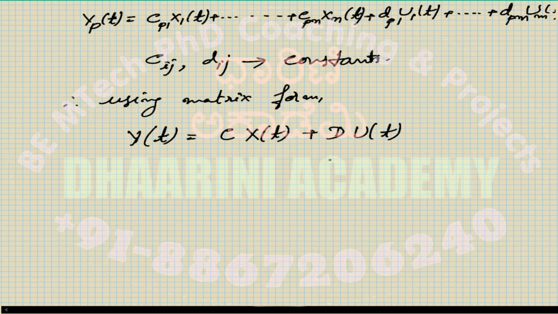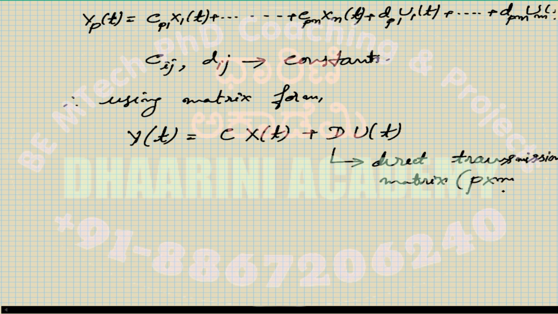Okay, let's write from D now. So what is D? D is called as direct transmission matrix. It's referred to as the direct transmission matrix. And what is the size? Size has to be p cross m.